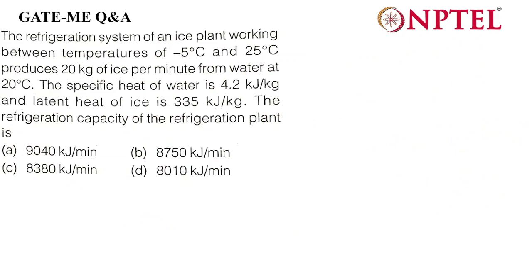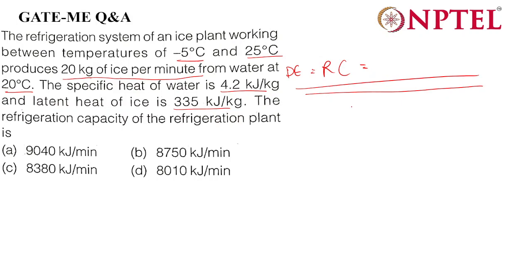So here also it is the same problem. A refrigeration system of an ice plant working between these two temperature ranges, lower and higher, produces 20 kg of ice per minute. Per minute it is asking. From water at 20 degrees Celsius. The specific heat and the latent heat of water are given. What is the refrigeration capacity? Only the desired effect we have to take, right? It is a simple problem, in kilojoule per minute. In 1 minute, how much ice is there? You have to take that. Getting or not? Getting, sir. Simply you have to find the desired effect. No COP, nothing. So try to solve this problem. Let me know the answer in the next class. It's a simple problem.